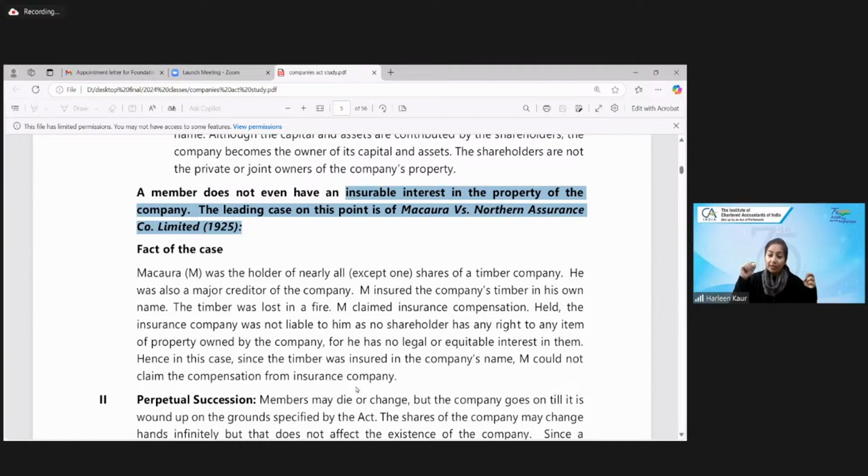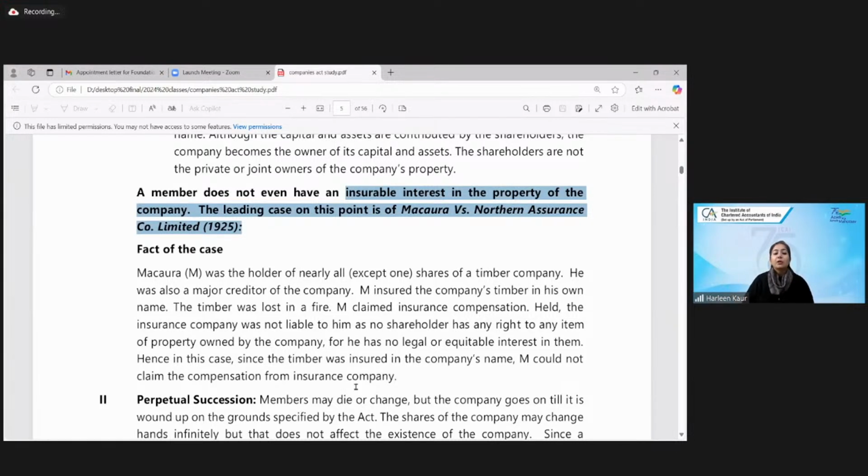So if you take the insurance in your own name, that means the papers of the insurance are written in your name, then you cannot claim the insurance from the insurance company, because the company's property is different from the member's property. So it says a member does not even have insurable interest, means you can't take insurance of the company's property in your own name. If I want to get all these mobile phones insured, I have to take the insurance in the name of MK Private Limited. But if I'm a sole proprietor, then I can take it in my name, because they are not different, they are one. In sole proprietorship, the member and the owner and the shop are one. But in a company, the members are different and the company is different.